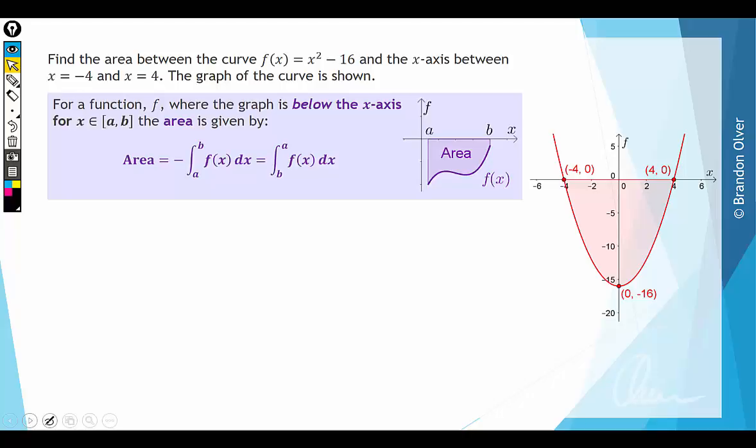So we can remember that for a function f, where the graph is below the x-axis for x an element of a to b, the interval where we're finding the area for, we can calculate that area using this formula. We can introduce a negative sign here, because the definite integral from a to b of f of x dx will be negative if the curve is below the x-axis. So by multiplying by -1, we ensure that the area becomes positive.